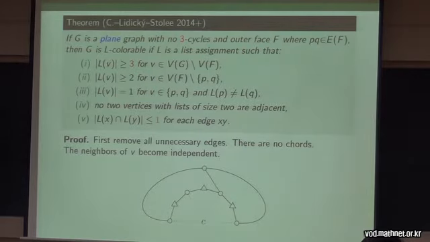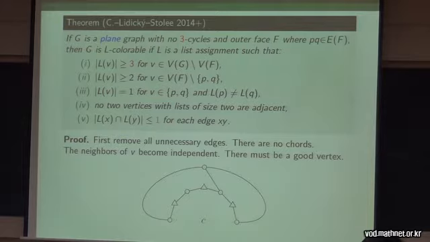But maybe this will happen, right? Once you rip it off and you create a new vertex of list size 2, then maybe it will be adjacent to a vertex of list size 2 on the boundary. Right? And this is why we prove that there are no chords. Okay, so the next idea is to show that there exists some vertex where you can rip off and you will not create some edge like this. Right? So how?